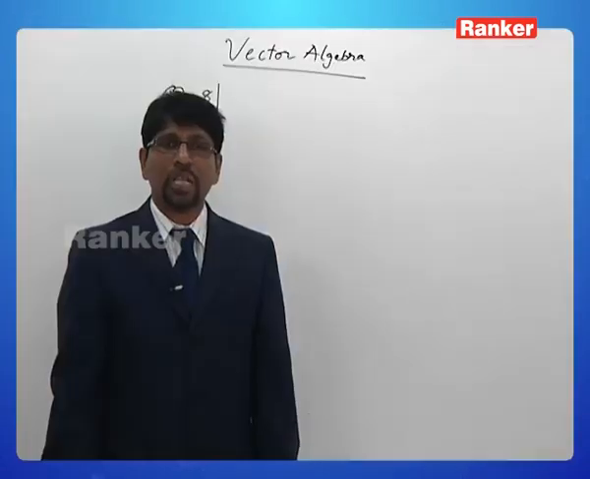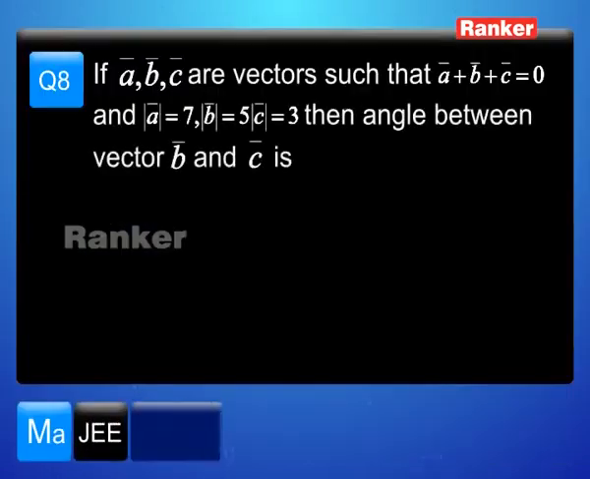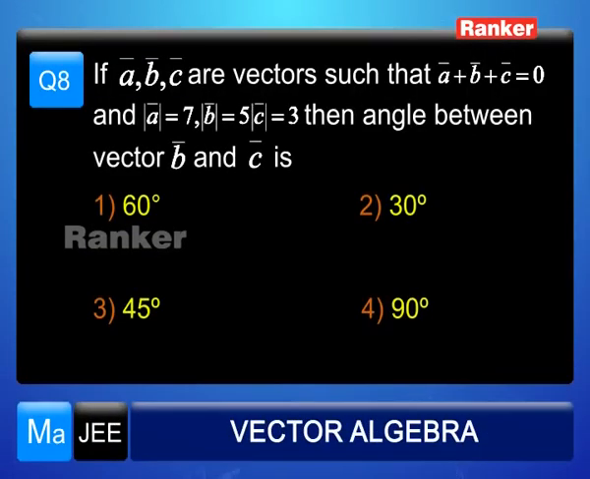So let's move on to the next question, question number 8. If a bar, b bar, c bar are vectors such that a bar plus b bar plus c bar is equal to null vector and magnitude of a is equal to 7, magnitude of b is equal to 5, magnitude of c is equal to 3, then the angle between the vectors b bar and c bar is first option 60 degrees, second option 30 degrees, third option 45 degrees and fourth option 90 degrees.